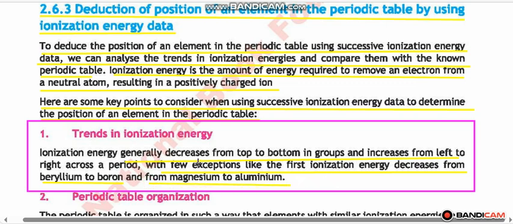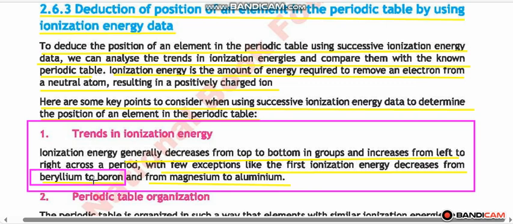Students, as we have discussed, it is increasing from left to right, but there are some discrepancies, and one discrepancy is, for example, beryllium and boron. Beryllium has more ionization energy as compared to boron, because boron has one p electron while beryllium has two s electrons. The electronic configuration of beryllium is 1s2, 2s2. Its 2s orbital is completed. That is why its electrons are strongly bonded, or they are more stable and require more energy.